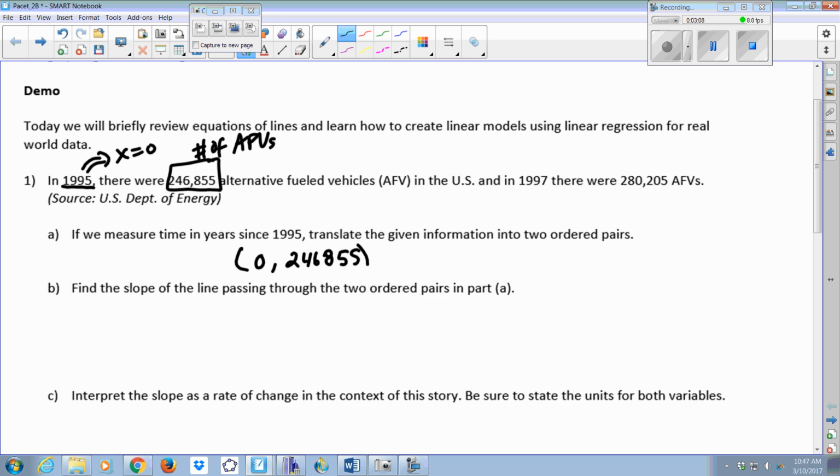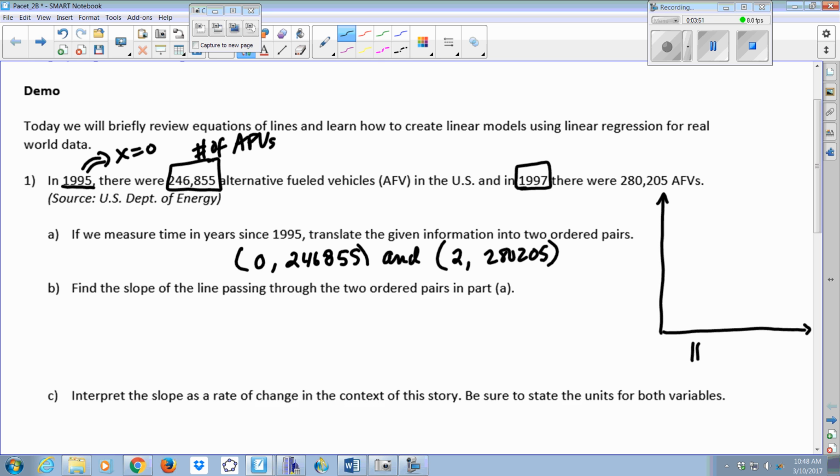So by now it's kind of intuitive that when you look at something like that, you automatically say that the time, in this case, the number of years after 1995, is your independent variable. That's what takes the place of x. And the number of AFVs here is what takes the place of what we normally call y. Okay, so what's the other point? Can you help me with the other point, Jesse? Okay, it's 1997, so 2, 280,205, right.